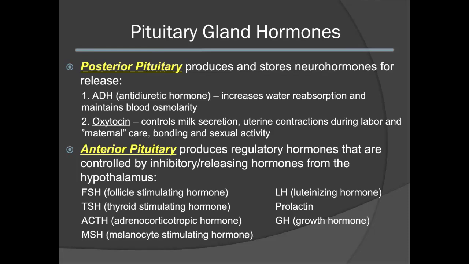The anterior pituitary is responsible for producing regulatory hormones. The anterior pituitary is controlled by inhibitory or releasing hormones from the hypothalamus. The anterior pituitary secretes FSH and TSH, follicle and thyroid stimulating hormones, ACTH, adrenocorticotropic hormone, MSH, melanocyte stimulating hormone, luteinizing hormone, prolactin, and growth hormone.